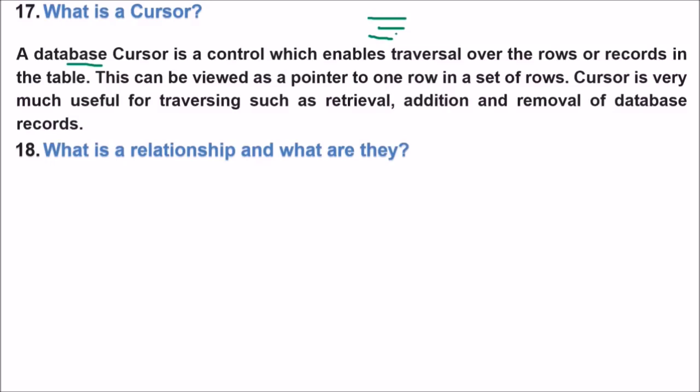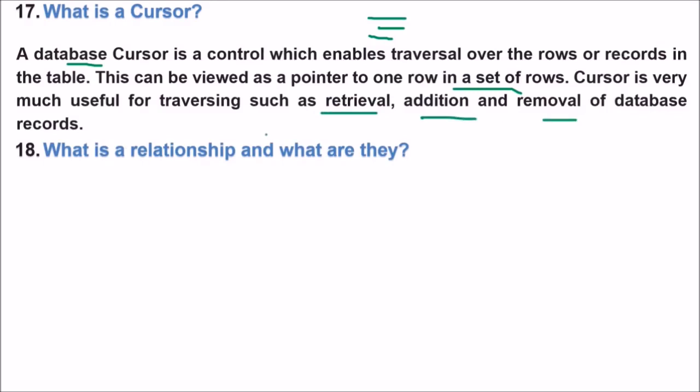A database cursor is a control which enables traversal over the rows or column records in the table, rows and records only. It can be used as a pointer to one row in a set of rows. A cursor is very much useful for traversing, such as retrieval, addition, and removal of database records.